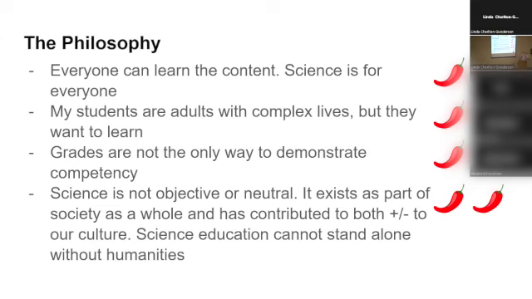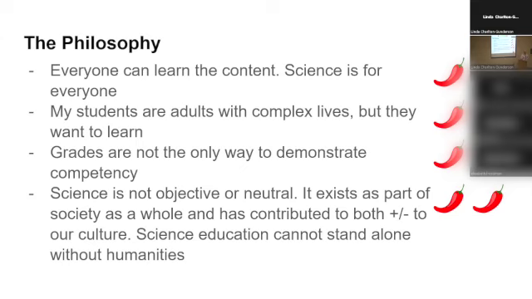And then moving up in spiciness. You'll see this one in my course objectives or my course design, but it's actually not the spiciest level. There's a second page to this. Science is not objective or neutral. It exists as part of our society and has contributed both positively and negatively to our culture. And science education cannot, say this again, cannot stand without a humanities education.